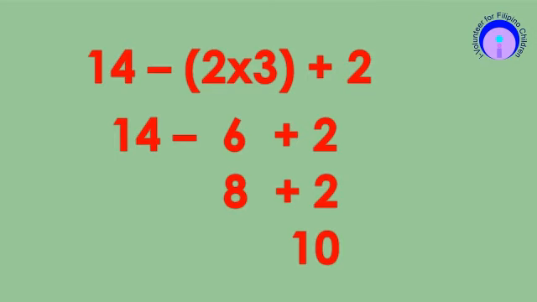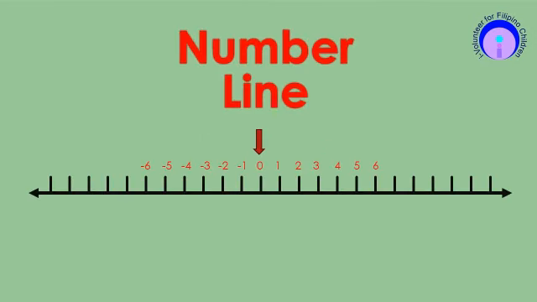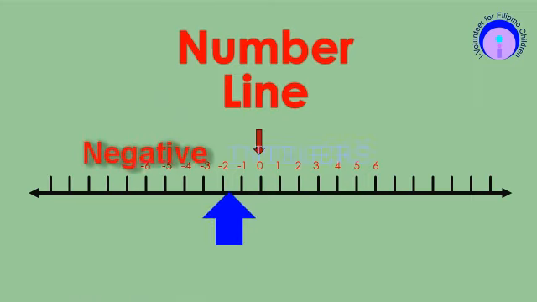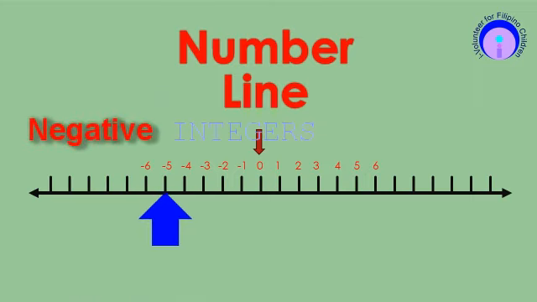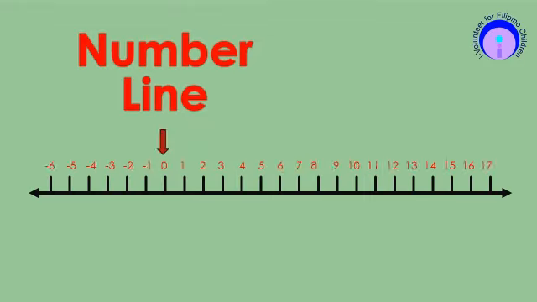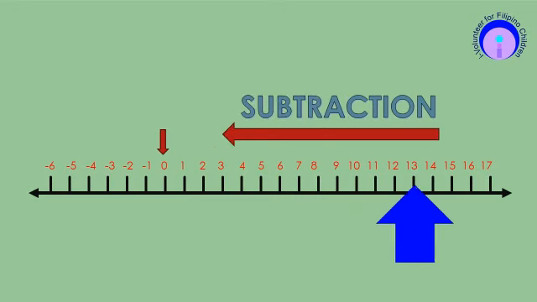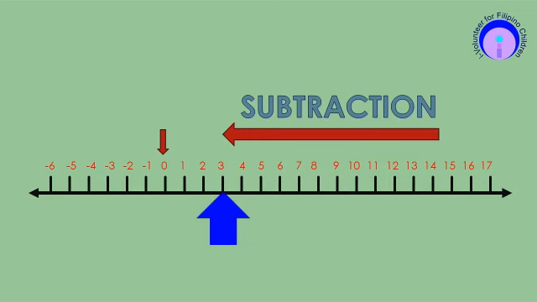Now, let us prove that our answer is correct using the number line. The numbers on the right side of 0 are called positive integers, while the numbers on the left side are called negative integers. Kapag ang operation natin ay addition, papunta ang pointer sa kanan. Kapag ang operation ay subtraction, papunta ito sa kaliwa.